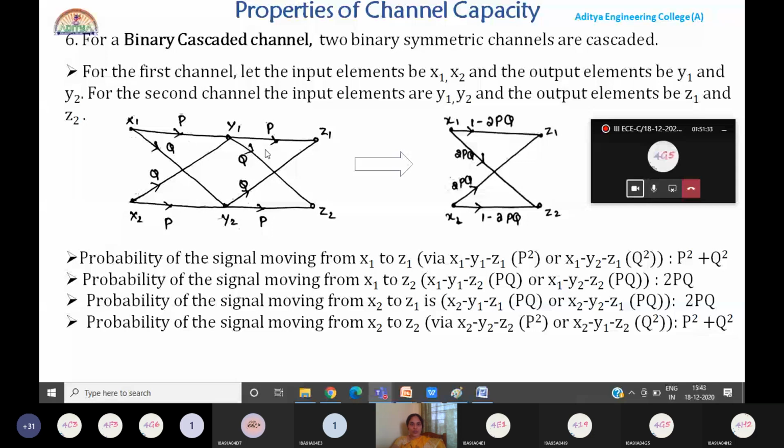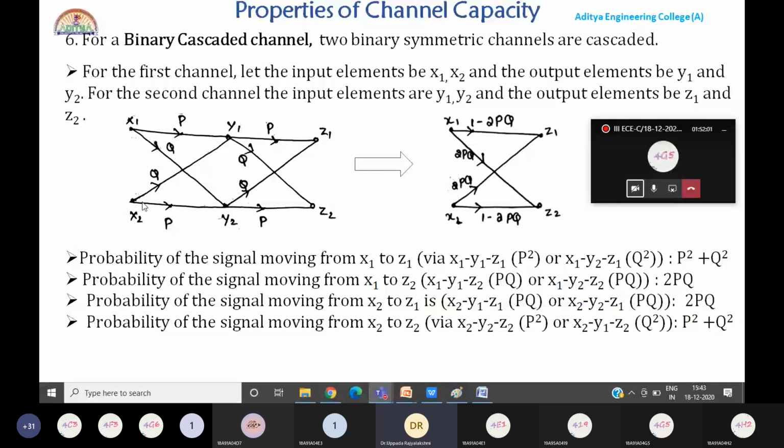So x1 to y1 probability we have calculated by using the x1 y1 z1 path and x1 y2 z1 path. So that is p square plus q square. And similarly, the probability of the signal moving from x1 to z2, we calculated using x1, y1, z2 and x1, y2, z2. So we obtained 2pq.